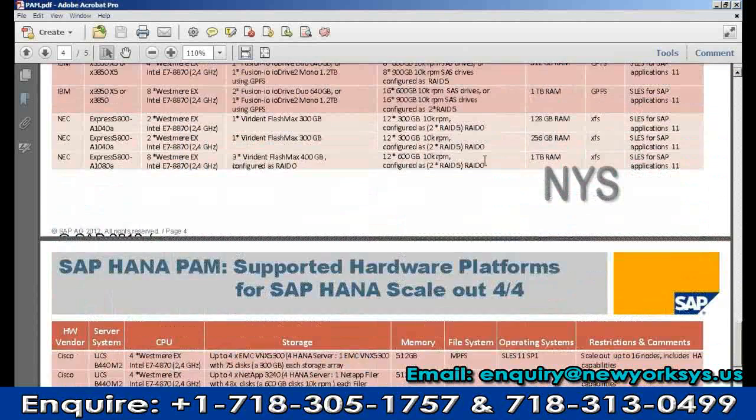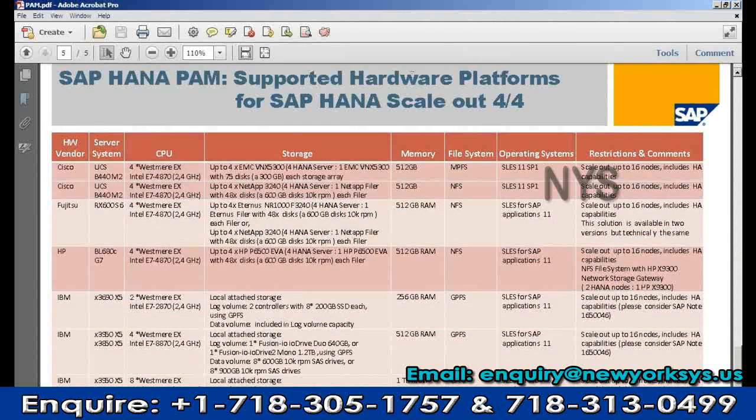Now, what you have here in the final sheet is a scale out approach, or multi-node architecture. So if you see here, most of the configuration is again the same. You have Westmere processors, storage that is being described here, how much memory you have per server, what the file system is and everything. Operating system is still SUSE Linux.